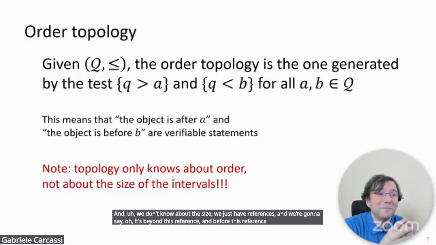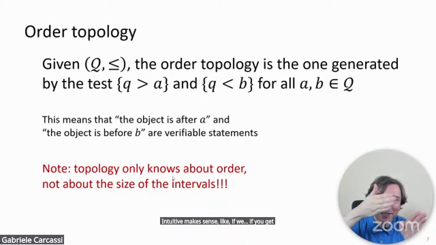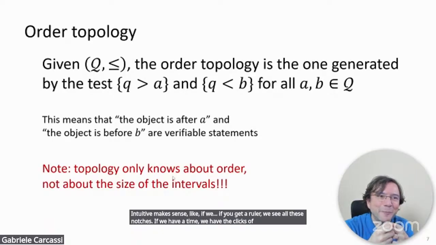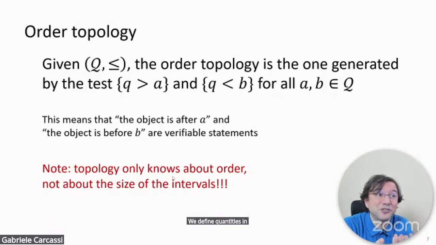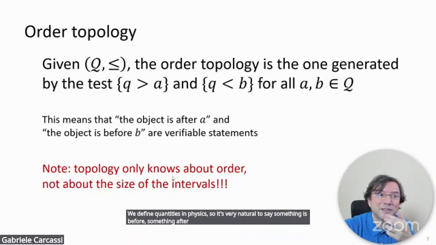And this is really intuitive, it makes sense. Like if you get a ruler, we see all these notches. If we have time, we have the clicks of the clocks, right? So this is essentially how we define quantities in physics. So it's very natural to say something is before or after our references. So that's what we want to model.